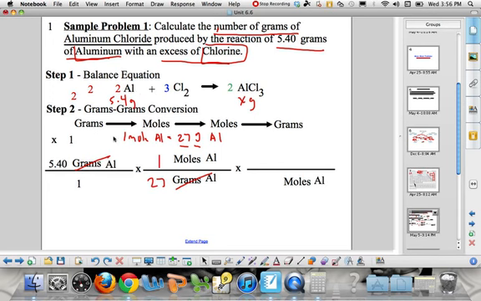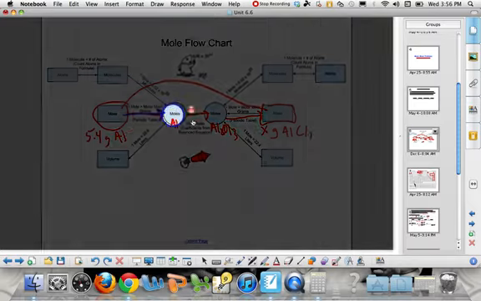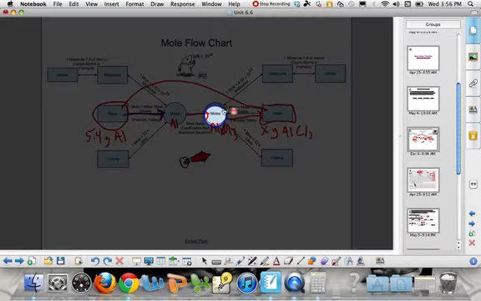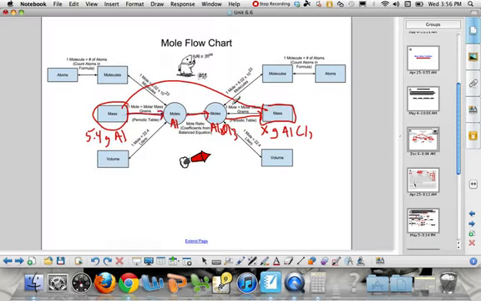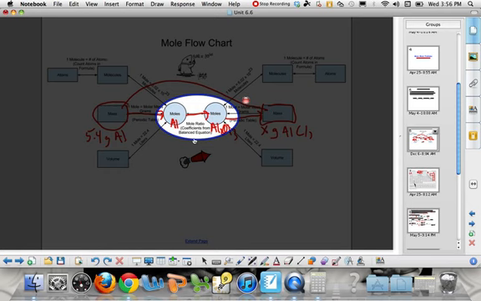And I want to convert to moles of chlorine. So right now I'm at this part on my flow chart. I've gone from mass to moles. Now I'm in moles of aluminum here, and I actually want to go to moles of my aluminum chloride, I should say. So I'm doing this mole to mole conversion.